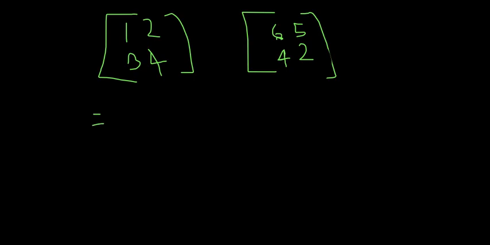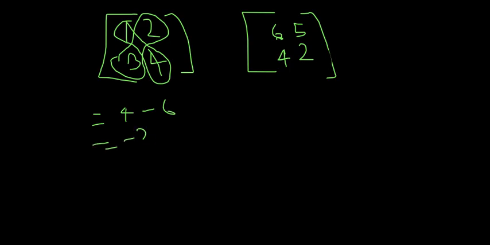Okay, so I'll go into the solution now. The solution for the first matrix will be, once again, you multiply these two first, and it's going to be 4, and then you multiply these two, and it's going to be minus 6, and the answer is minus 2.